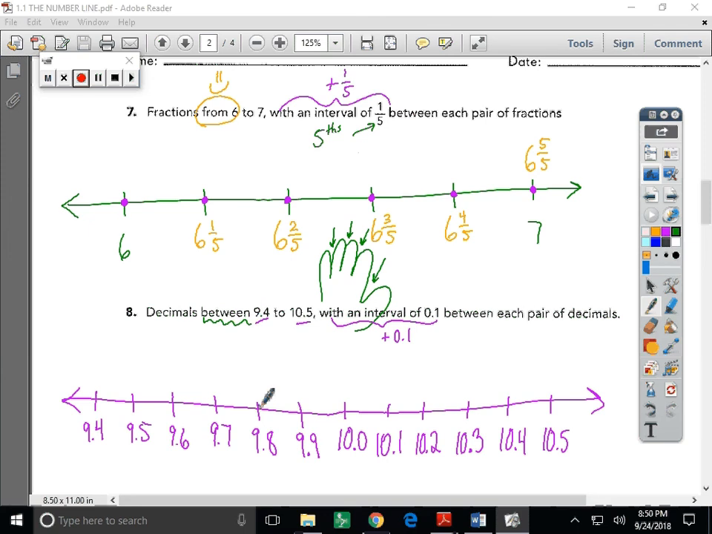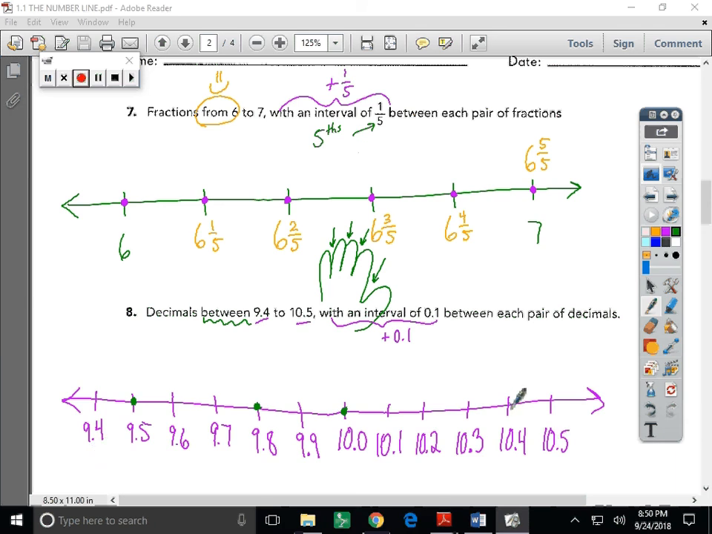Oh, 9 and 8 tenths, that's between. Oh, 10 and 0 tenths, that's between. What about 9 and 5 tenths? Is that between? Yes, it is. How about 9 and 4 tenths? Is that between? Oh no, that's actually on the end of it, isn't it? That's not between. Who's someone else that's between 9 and 4 tenths and 10 and 5 tenths?